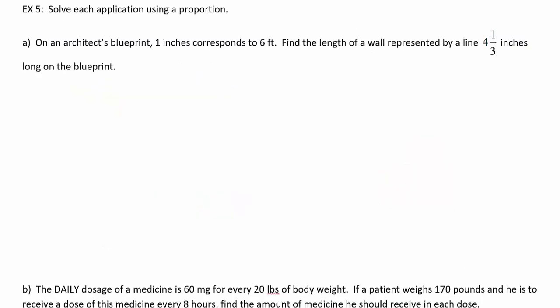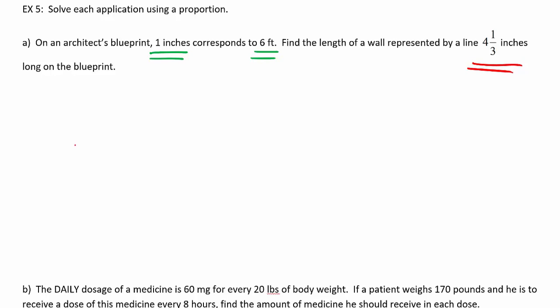Now proportions allow us to solve some types of application problems as well. And so I'm just going to show you an example of an application that can be solved using a proportion. In example 5a, it says, on an architect's blueprint, 1 inch corresponds to 6 feet. Find the length of a wall represented by a line that is 4 1/3 inches.